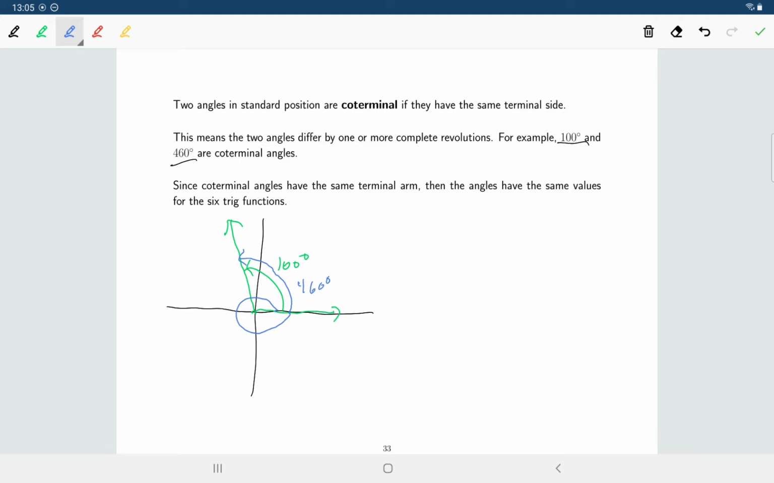They look the same. That means that they would have the same x and y coordinate for whatever point you picked on that terminal side, which also means that all the trig functions should be equal for those two angles. So if you're looking for sine of 100 degrees, that should be the same thing as sine of 460. Same thing for cosine, for tangent, and for all the other trig functions.